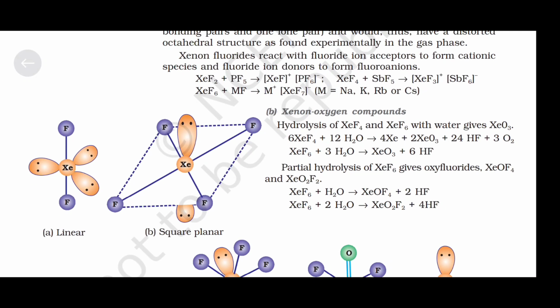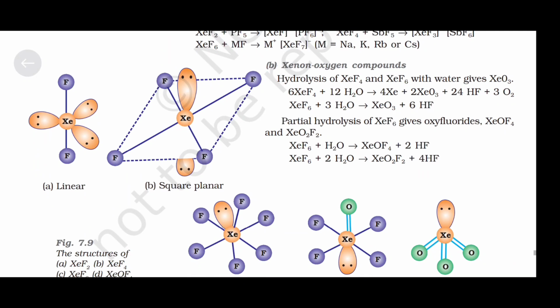Xenon fluorides react with fluoride ion acceptors to form cationic species and fluoride ion donors to form fluoroanions. So here you can see XeF2 reacts with PF5 to form XeF+ and PF6-. Okay, so you can look at the reaction over there.